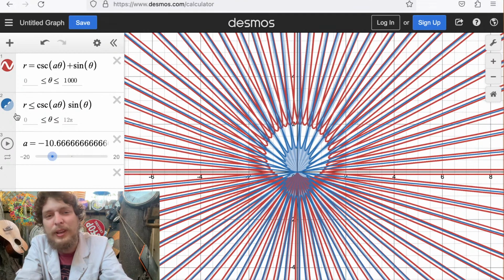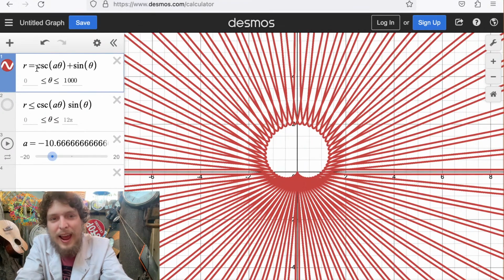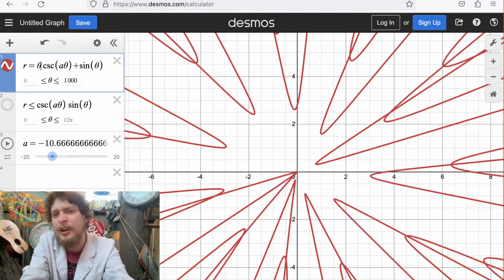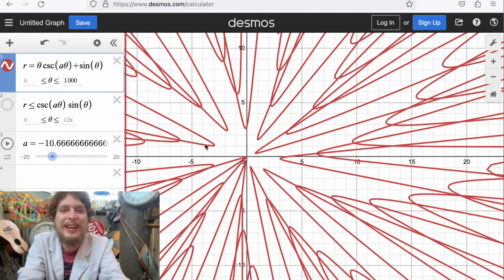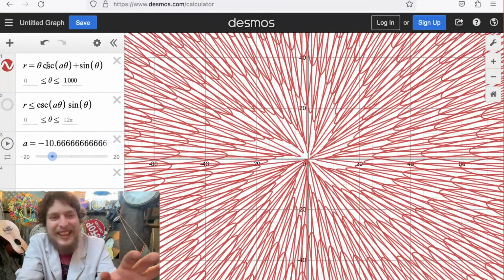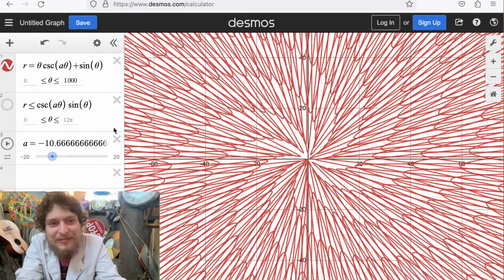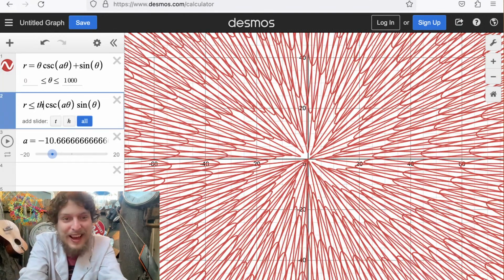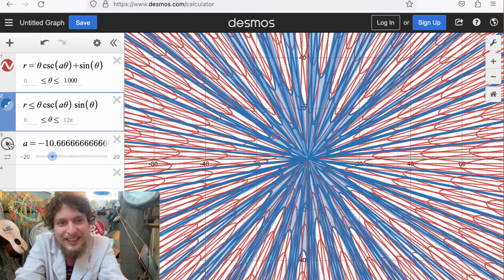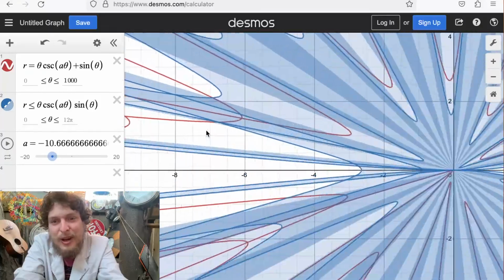And to get more cool inward and outward effects, what we want to do is stick an A or a theta in front of this cosecant, especially a theta, because then even if we keep it at a single A, it'll spiral. So now when I stick a theta in front of one of these, it just goes absolutely insane. And if I stick a theta in front of that one, now let's see what it looks like when we even just zoom out.